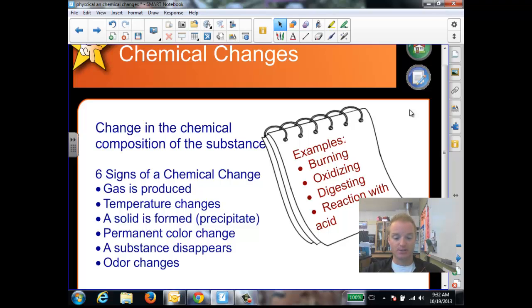And reactions with acids. So acids tend to break down and chemically rearrange the molecules in the substance that it's reacting with. And we'll see that here along the way as we go further in the unit. So there's a big idea between chemical and physical changes.